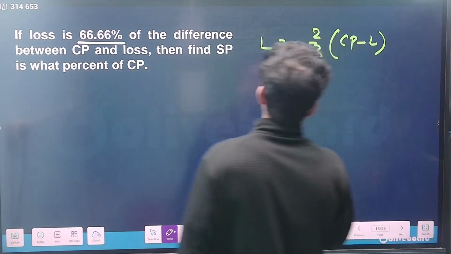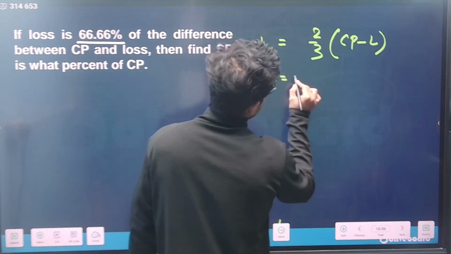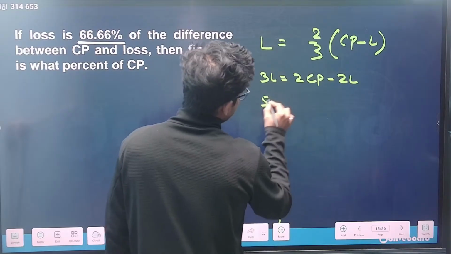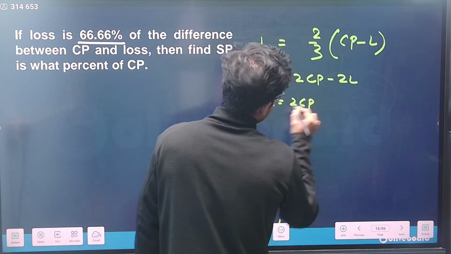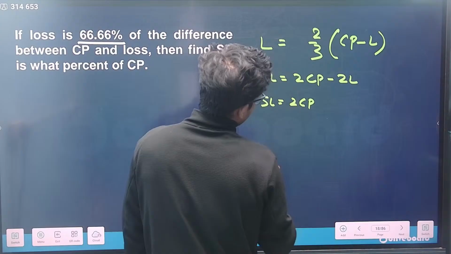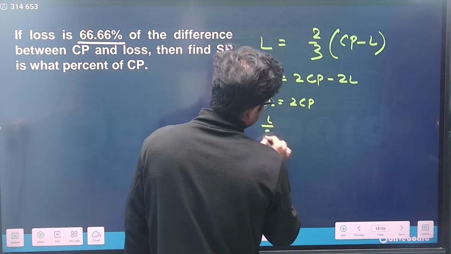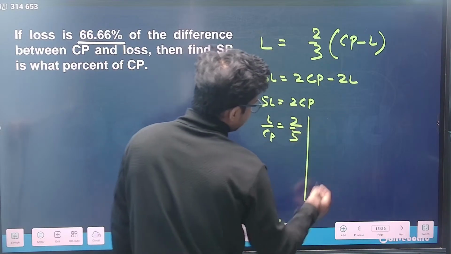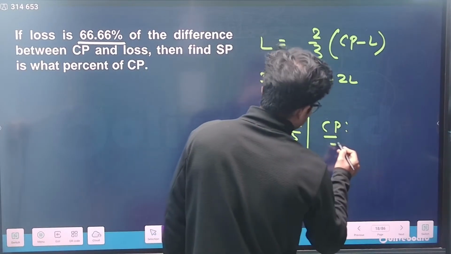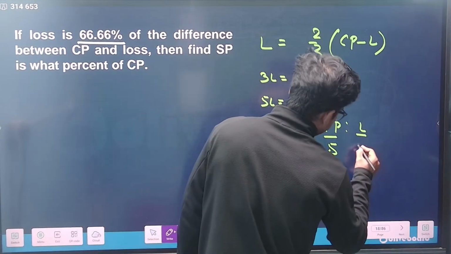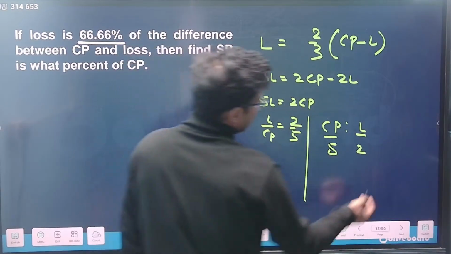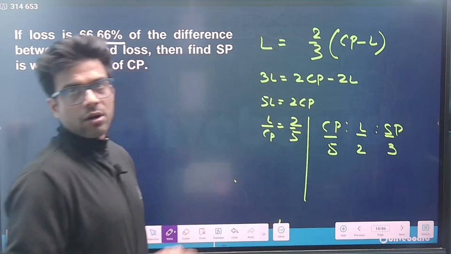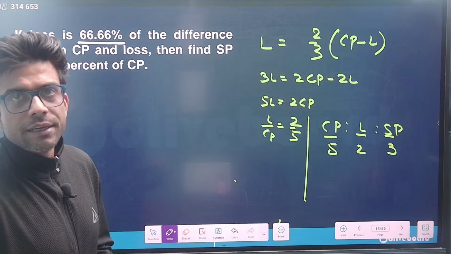So from here I can say that 3L is equal to 2 times CP minus 2L. 3L plus 2L becomes 5L. 5L equals 2CP. Then the ratio of L by CP is 2 by 5. So in the ratio format your cost price is basically 5 and your loss is 2. Then can I say that my selling price is 3? Correct, because you're having a loss, your selling price would be 3. Isn't it, everyone?